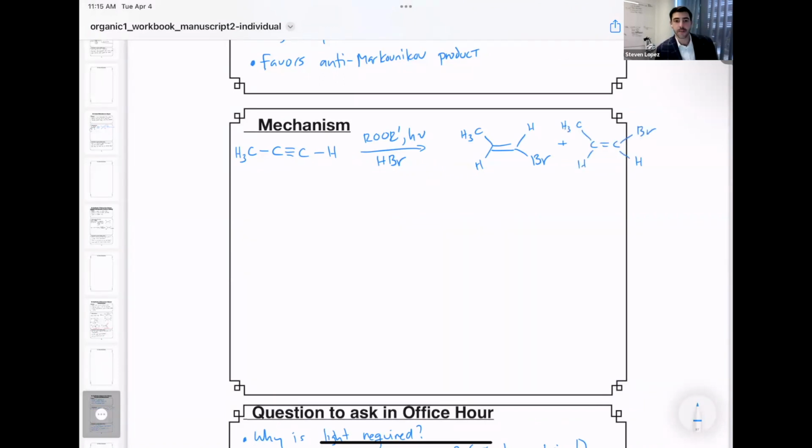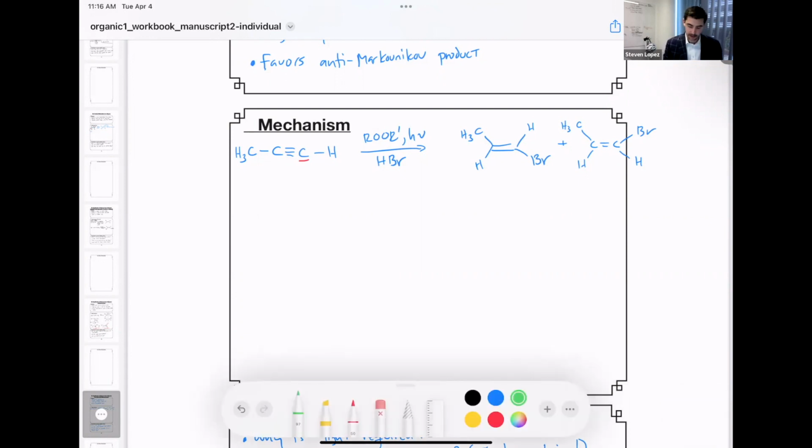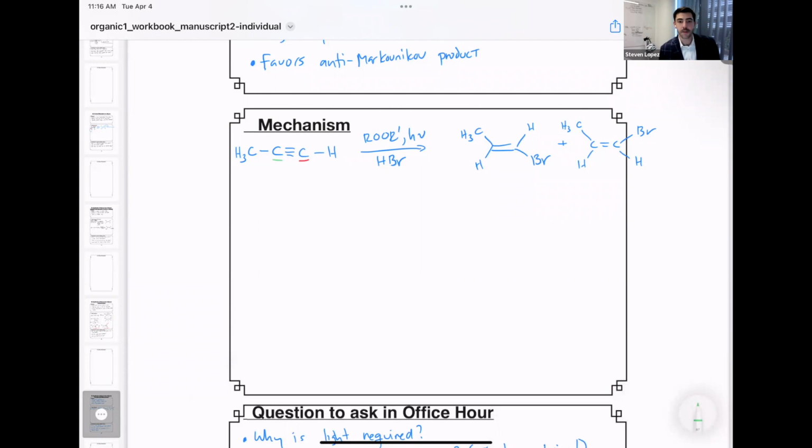Okay, so in this reaction, we have a terminal alkyne. We're reacting that with peroxide, which is that ROOR prime group. We're using light, which I denote as h nu, and then HBr, or hydrogen bromide, which is used altogether to produce the two different products. Now, these two products, you'll notice, first of all, the bromine adds to the less substituted end of the alkyne. That's the carbon that I've underlined in red. That one's attached to a hydrogen, while the other carbon, which I've underlined in green, is attached to a carbon. So the halide, in this case the bromine, will favor adding to the unsubstituted terminus.